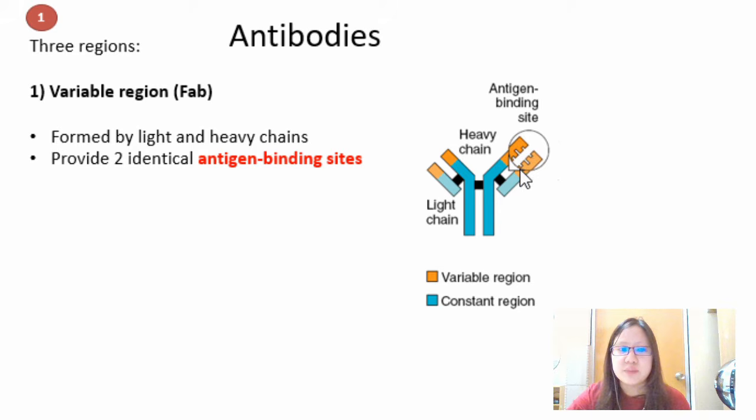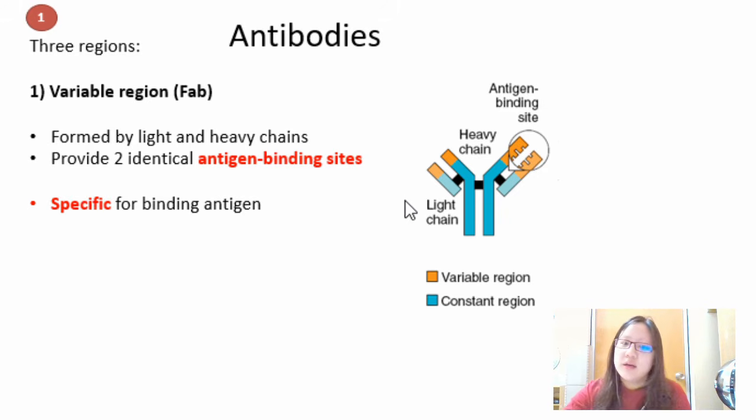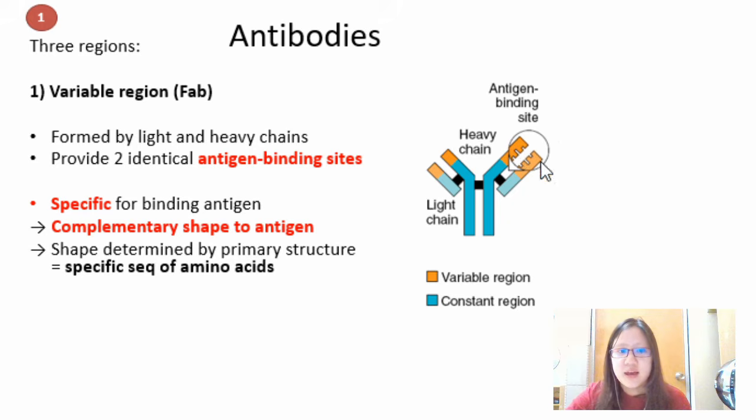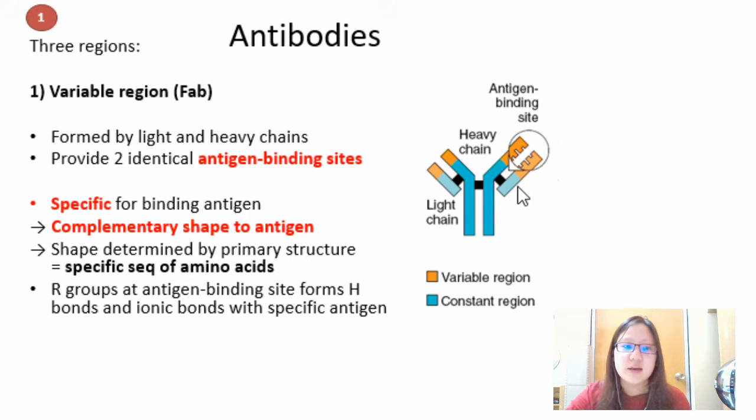This variable region is important to provide 2 identical antigen binding sites. So this is one binding site, this is another antigen binding site, and that means each antibody has 2 binding sites. It is specific for binding antigen as this particular part is complementary in shape to the antigen, and the shape here is determined by the specific sequence of amino acid. You can see here that it's a little bit jagged, and this is to show you that this one has a specific site for specific antigens.